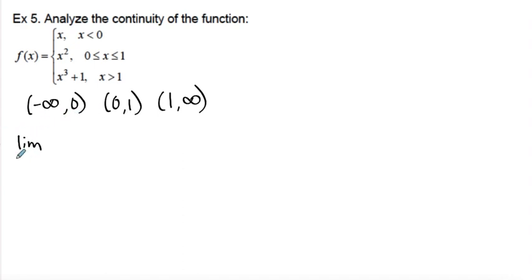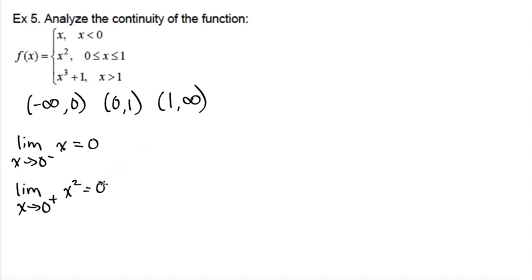So what is the limit as x approaches 0 from the left-hand side? Well, if we're approaching it from the left-hand side, we want to use that first function, which is x. So it's going to be the limit of x, and if I throw 0 in for x, it's going to approach 0. What happens as I approach 0 from the right-hand side? If I'm approaching 0 from the right-hand side, then it's going to be x squared. And if I substitute 0 in for x, I'm also going to get 0.